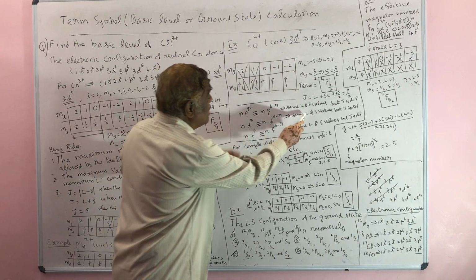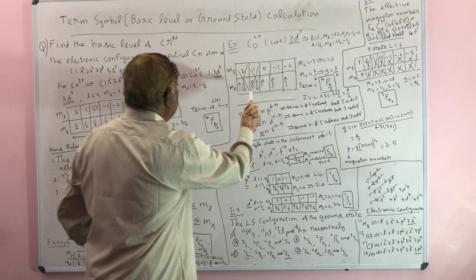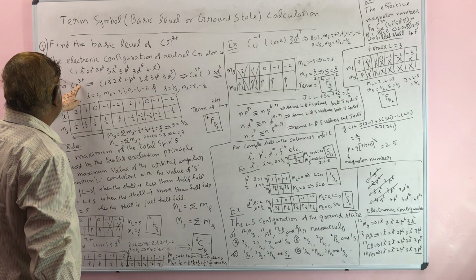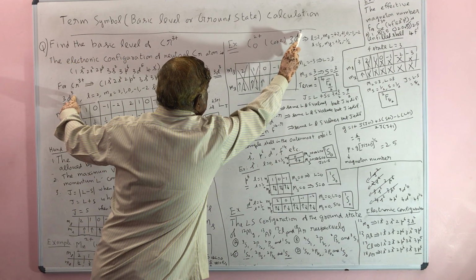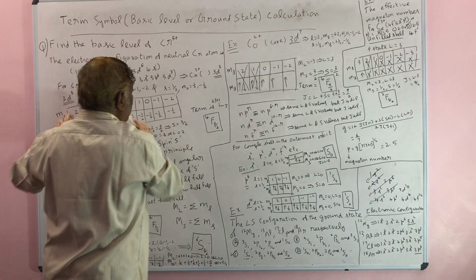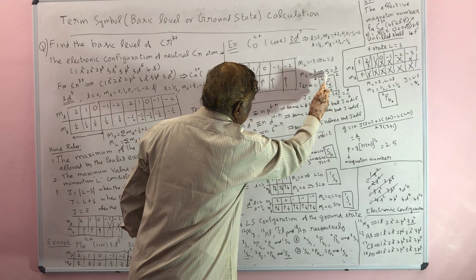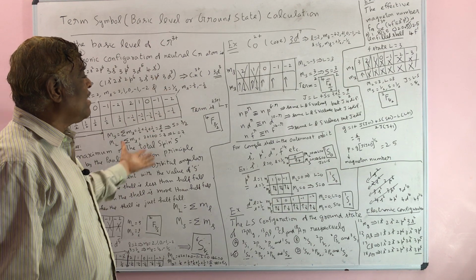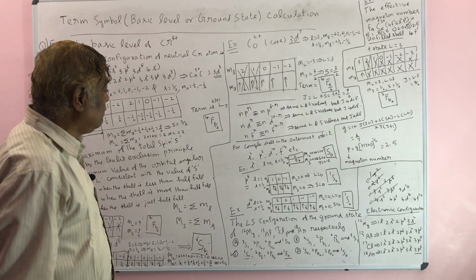Both atoms will have the same L and S value, but J is different. Now here you take this Co2+ ion and Cr3+ ion. This is 3 and here it is 7. So 10 minus 3 is 7. Here 3, 10 minus 7. So both atoms will have the same S value and L value, but J is different. J depends upon whether it is less than half full, then it is L minus S. If it is more than half full, it is L plus S.